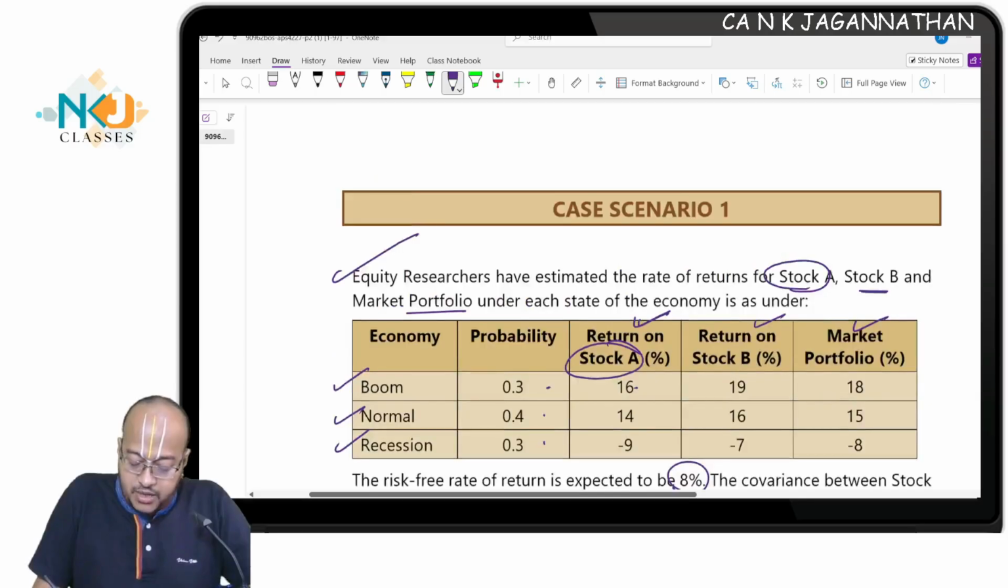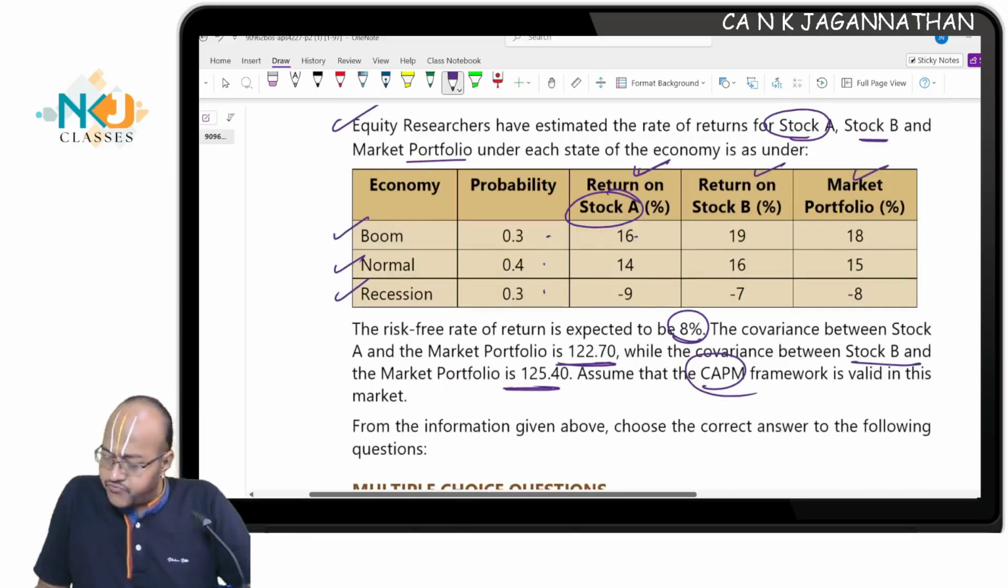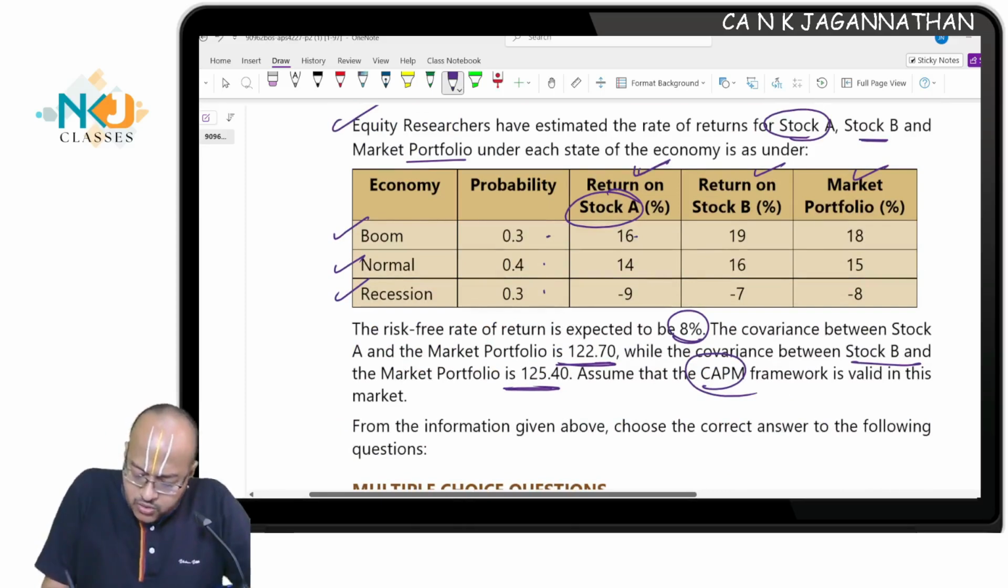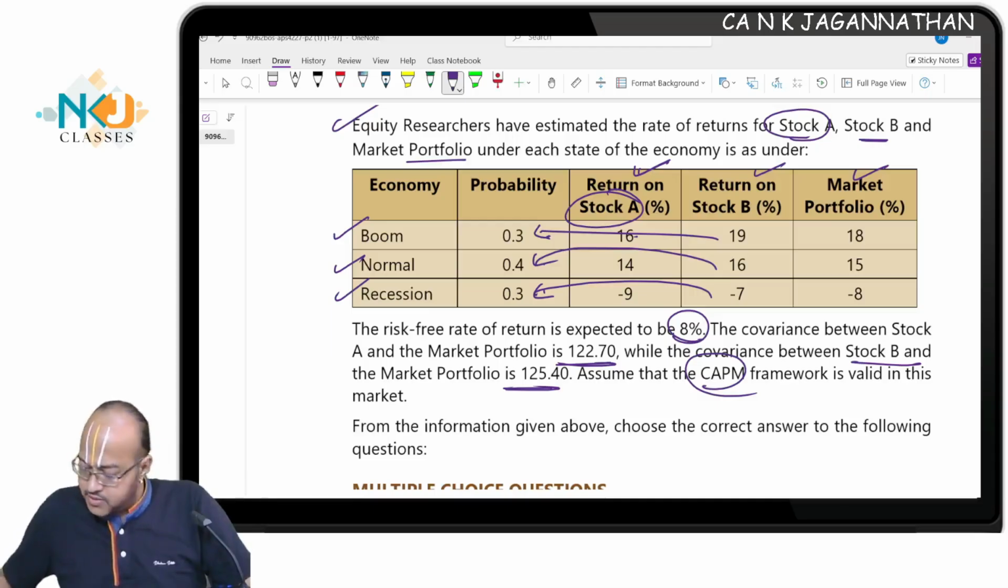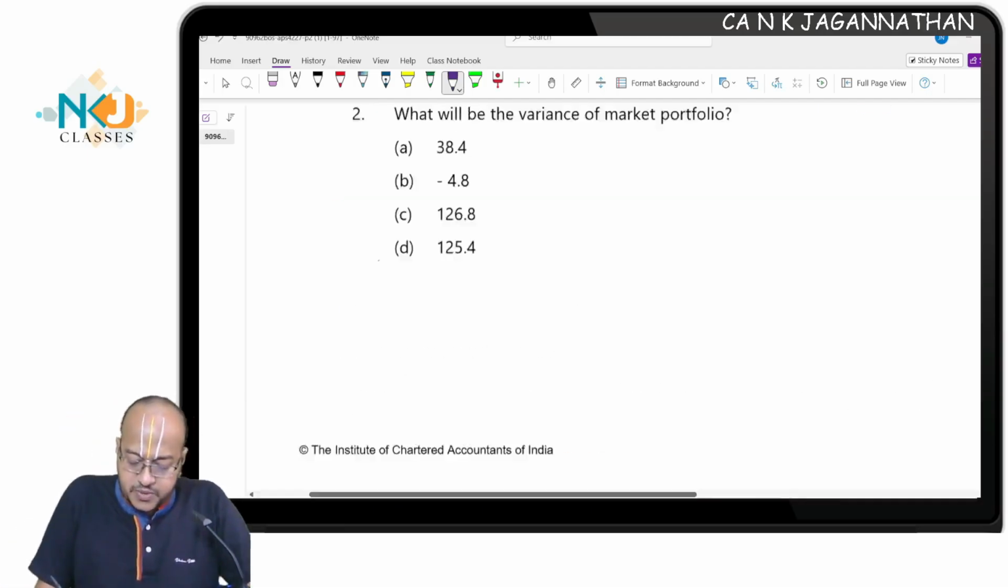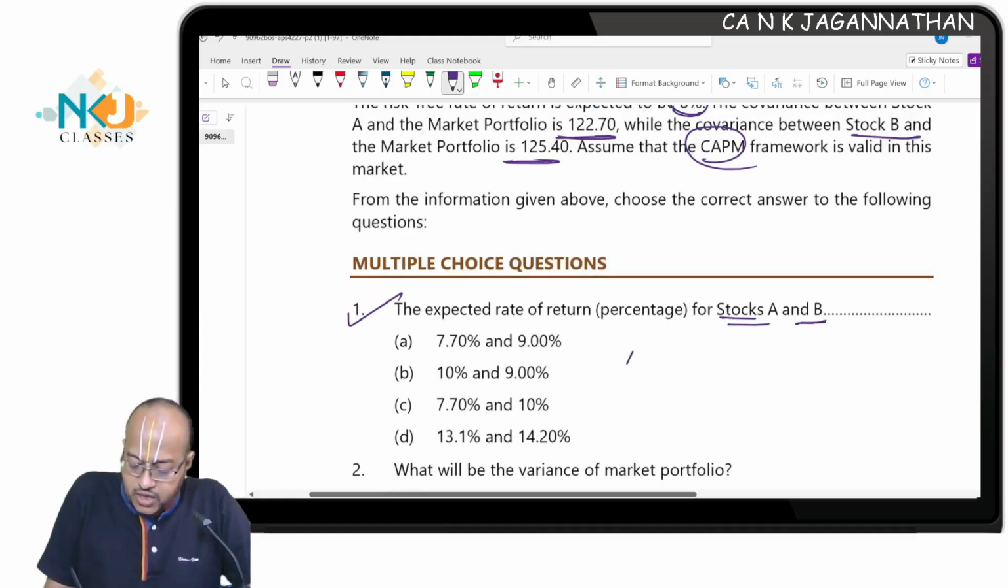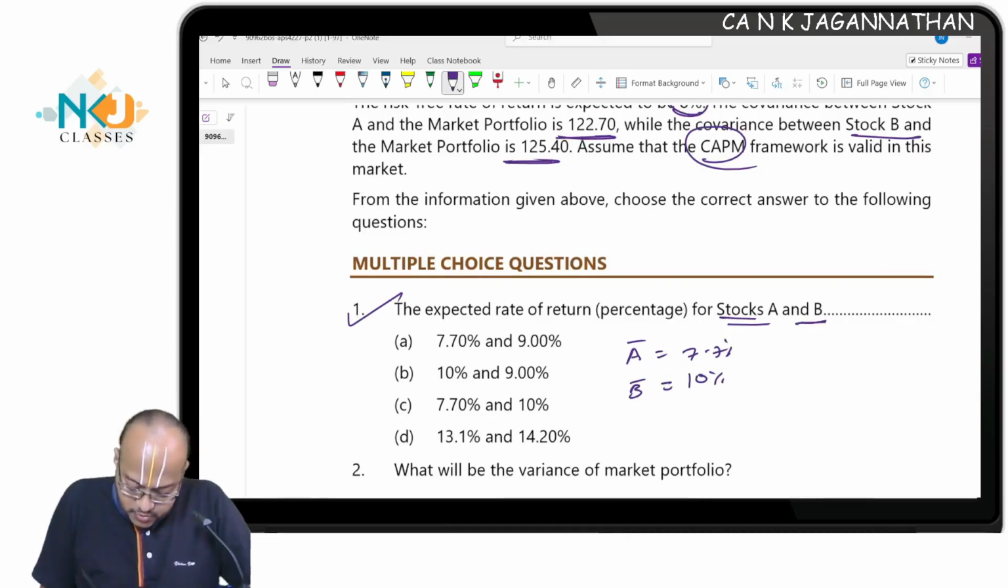Now, for stock B, you have to find out. Very simple. For stock B, 19 into 0.3, 16 into 0.4, minus 7 into 0.3. How much is that? 19 into 0.3 is 5.7, plus 16 into 0.4, that's 6.4, minus 7 into 0.3, minus 2.1. How much is that? 10%. So this is the expected return, which you call the mean return. So A bar is 7.7%. B bar, the mean return of this, is 10%. This is the solution, 7.7 and 10%.